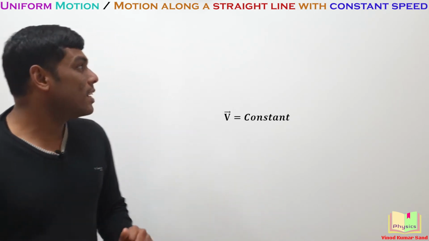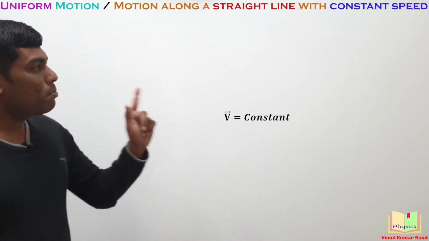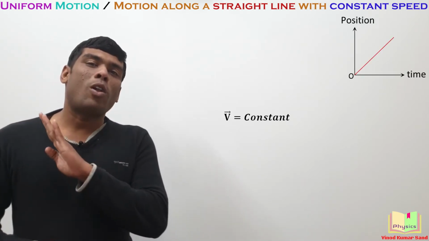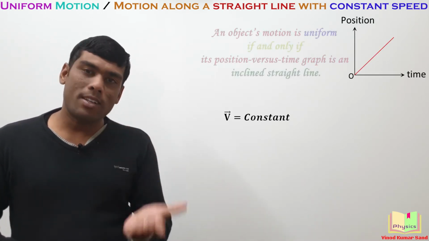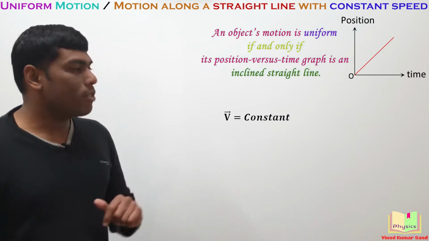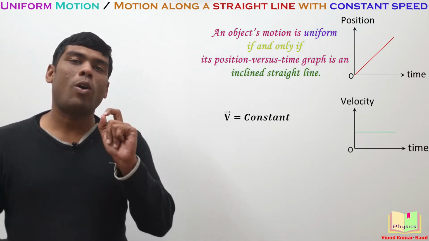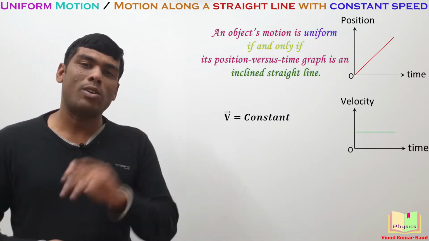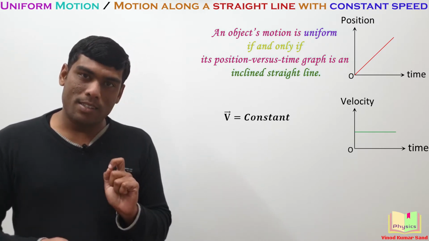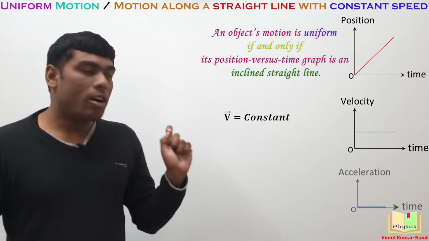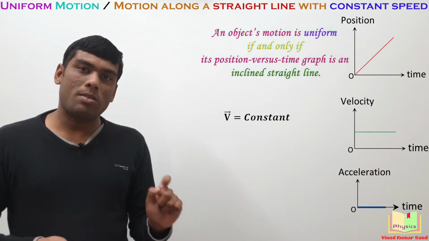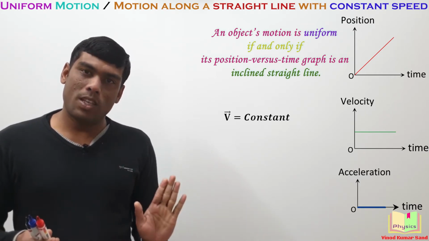Getting it? For uniform motion, the position versus time graph will always be an inclined straight line, while the velocity versus time graph will always be a straight line parallel to the time axis. And acceleration of such a system will always be zero.